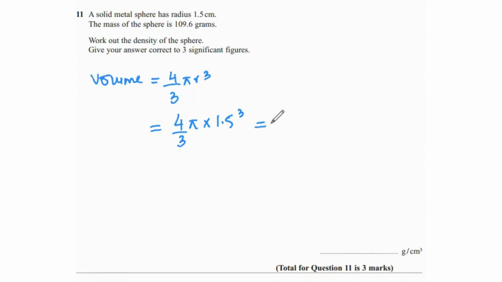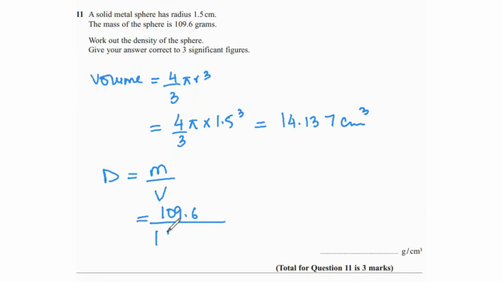So 1.5 cube times pi times 4 divided by 3 is 14.137 centimeter cube. So for density, we know the formula is mass over volume. So that's 109.6 divided by 14.137, which is going to give us 7.75 grams per centimeter cube as your density.